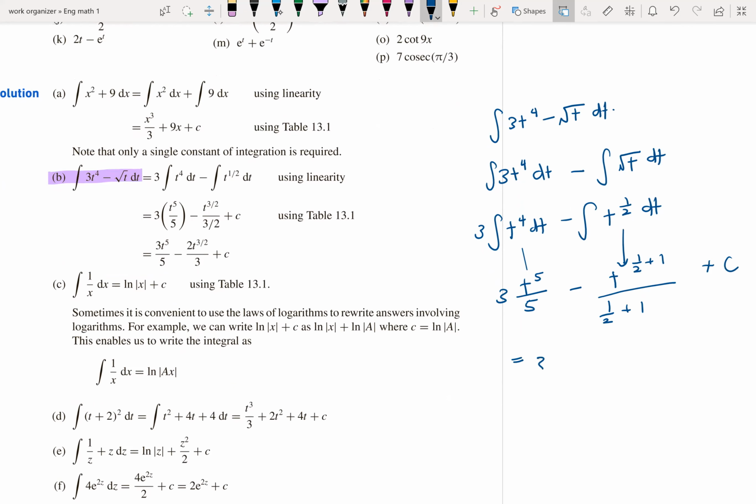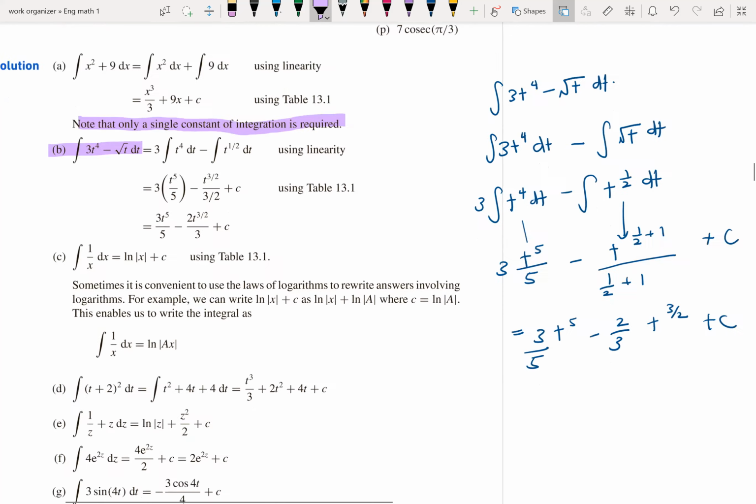So we get 3t to the power of 5 over 5 minus 2 over 3 t to the 3 over 2 plus c. Please note that only a single constant of integration is required. Only one constant.